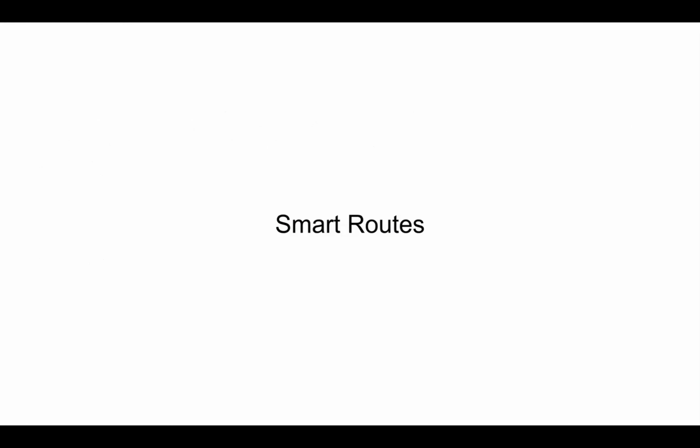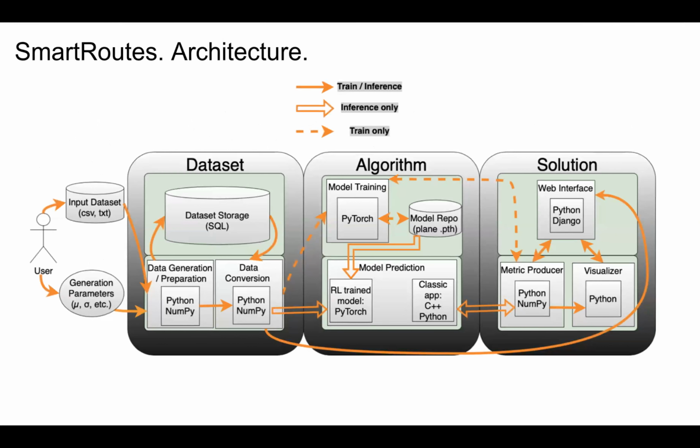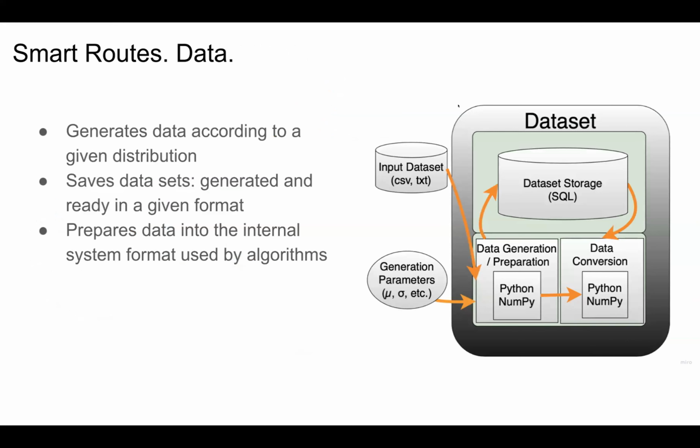Let's maybe talk more about our system, Smart Roads. There are three key parts: dataset, the data part, algorithm, and solution. All modules communicate with the gRPC protocol and have their own goals, and let me say about it in a little more detail.